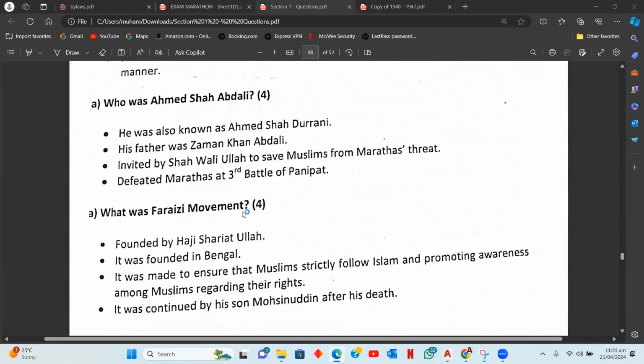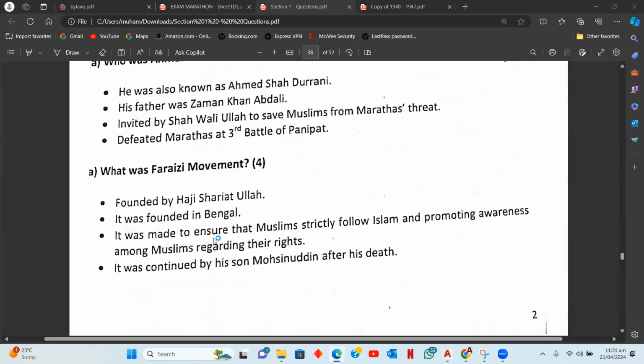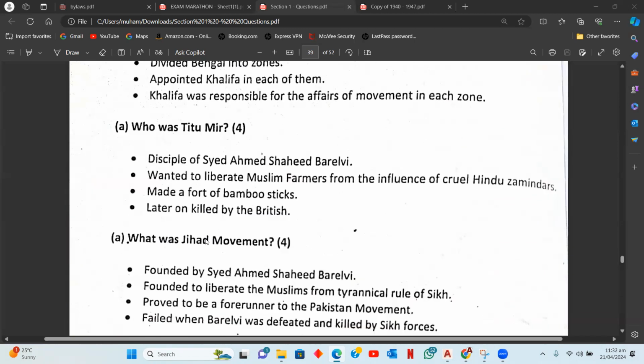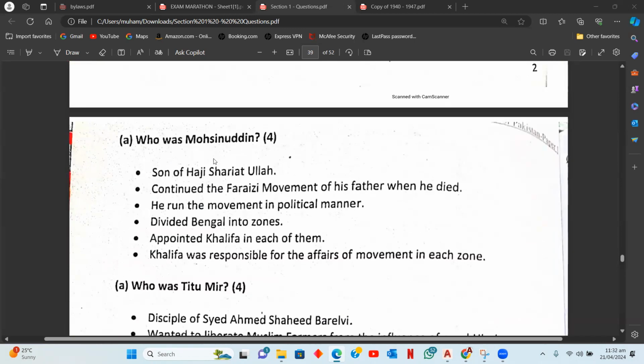For example, what was the Farisi movement? Now, this question asks you to write 4 points on the Farisi movement. It was founded by Haji Shariatullah. It was founded in Bengal. It ensured that the Muslims follow strict principles of Islam to follow their farz. And it was continued by Haji Shariatullah's son, Mohsin, after his death. 4 points.